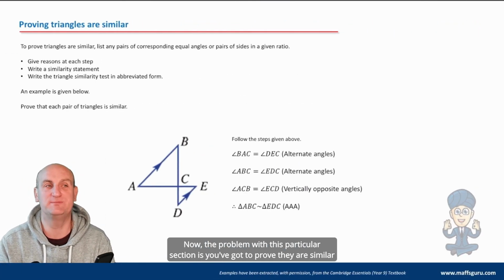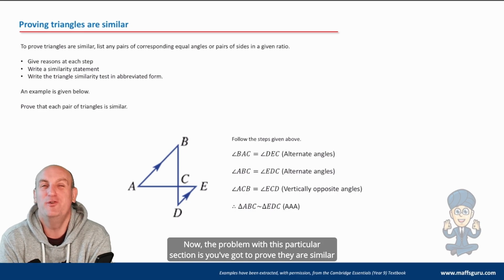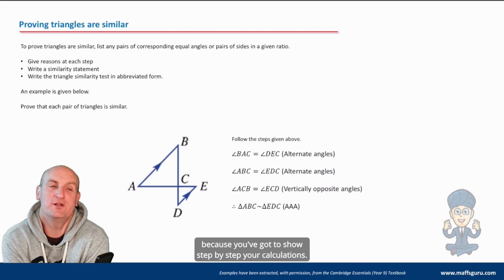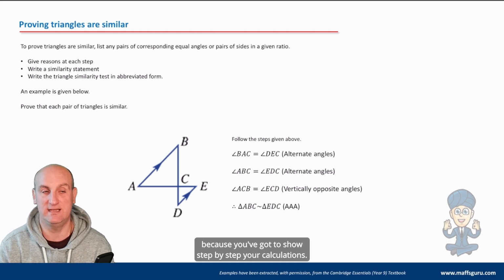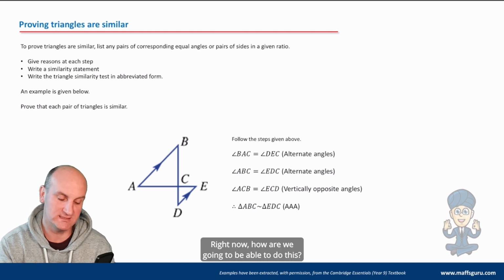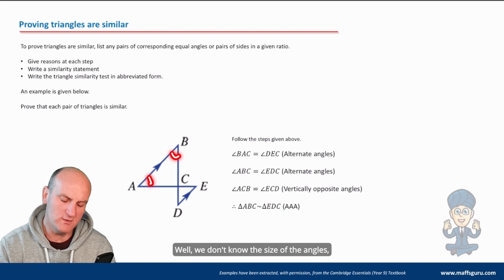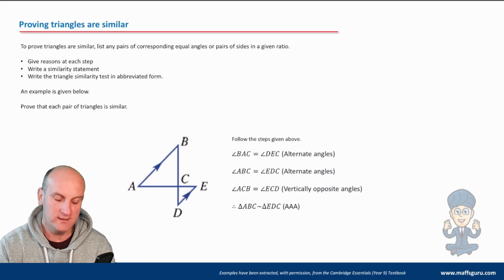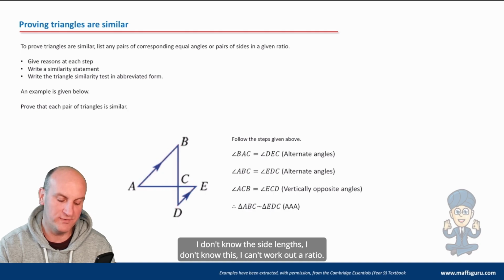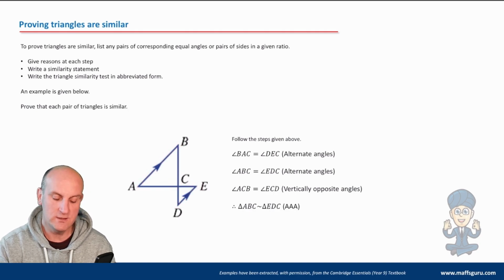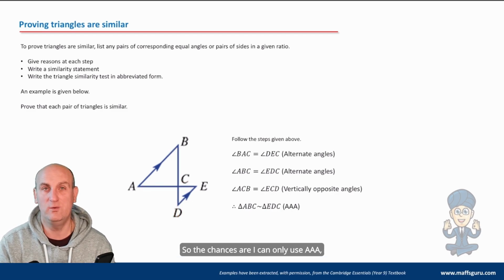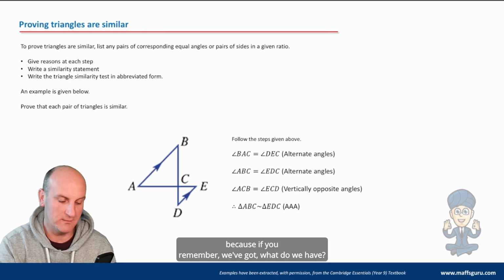Now the problem with this particular section is you've got to prove they are similar, and you can't just turn around and go, oh yeah, they're similar, because you've got to show your calculations step by step. Right, now how are we going to be able to do this? So if we look at this one here, what do we notice? Well, we don't know the size of the angles, but I'm fairly sure they're going to be the same. I don't know the side lengths, so I can't work out a ratio. So basically, I can't use anything with an S in it. So the chances are I can only use AAA.